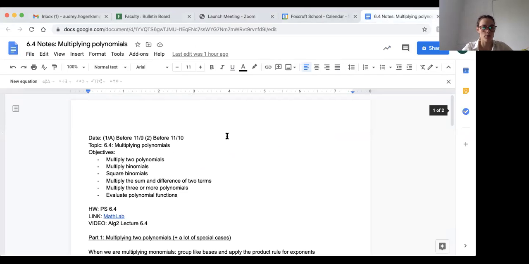So we are now going through 6.4, multiplying polynomials. And so our objectives are to multiply two polynomials, multiply binomials, square binomials, multiply the sum and difference of two terms, and multiply three or more polynomials, and evaluate polynomial functions.